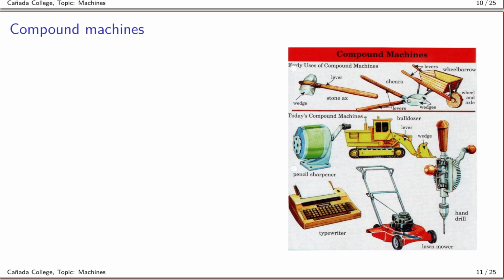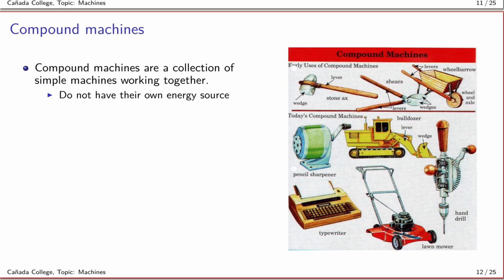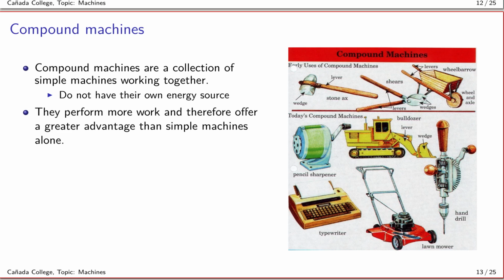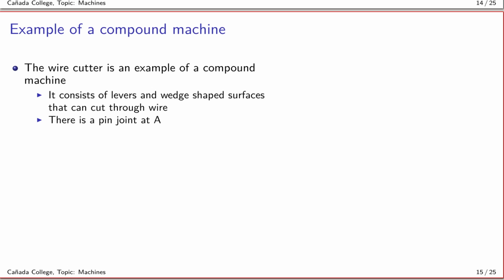Okay. Now the other type of machine is the compound machine, and in the images shown here are a variety of different compound machines. So a compound machine is basically a collection of simple machines working together. Okay. Again, they may or may not have their own energy source, and they are designed so that when they work together, when the simple machines come together, they can actually provide a bigger advantage than just using a single simple machine. Okay. And let me give you one example of a compound machine.